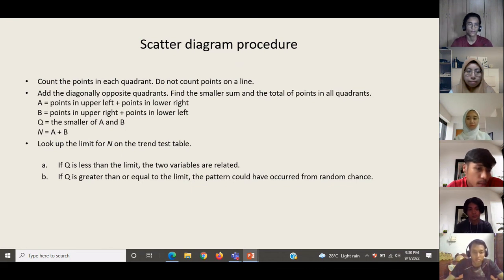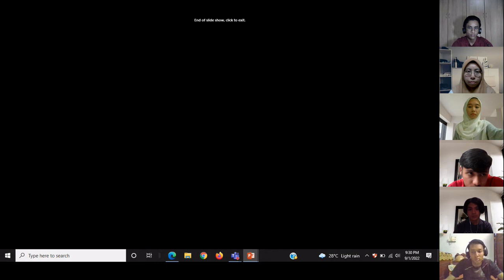And finally, look up the limit for N on the trend test table. If Q is less than the limit, the two variables are related. But if Q is greater than or equal to the limit, the pattern could have occurred from random chance. So that's all for me.